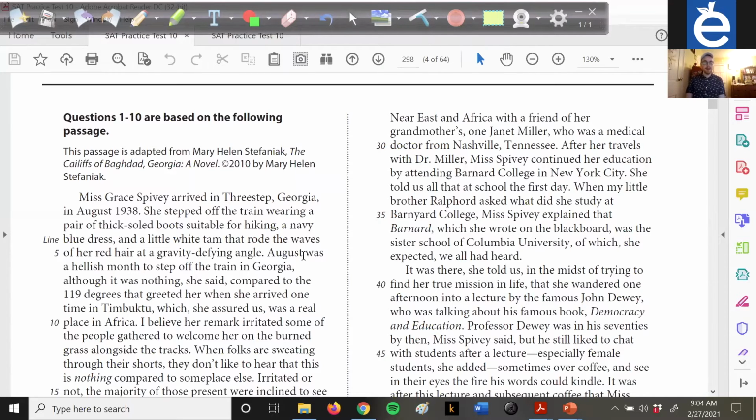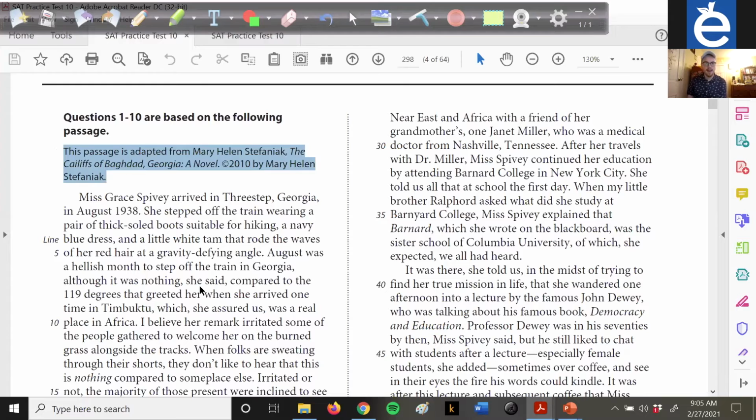As you know by now, you're probably sick of hearing me say it, so I'm just going to say it one final time. What's the first thing we do when we reach a reading comprehension passage? We read the blurb. That's right. But the blurb gives us very little information for the narrative fiction, but still some. So the passage is adapted from Mary Helen Stefaniak, The Caliphs of Baghdad, Georgia, a novel.